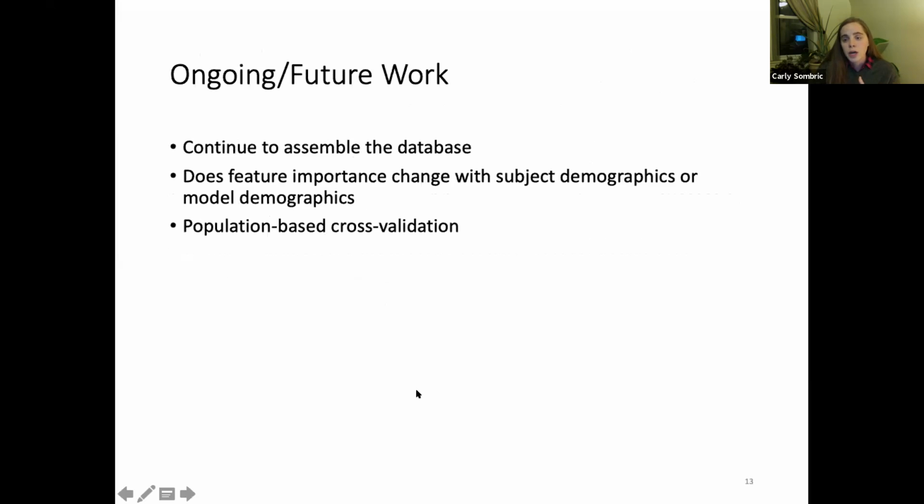So future work, the data set needs to grow. We need more kinds of data. We need more older adults, more clinical populations. So I'm still collecting data. So if you have split belt data that you would love to share, please do.